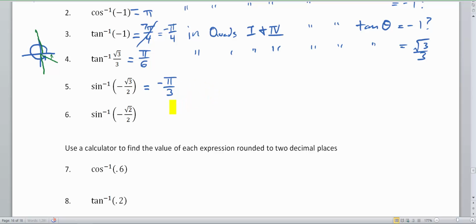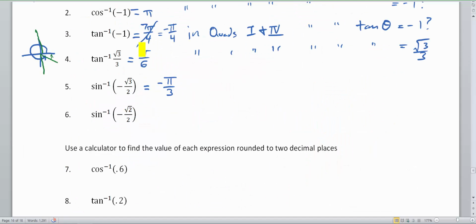Now what I'd like you to do is try problem number 6. Pause the video and try to do it yourself. Looking up where in the 1st and 4th quadrants the sine is equal to negative square root of 2 over 2, that's going to be right here at 7 pi over 4. And we've been here before, right? We've literally been there for problem number 3. So our answer for this problem is negative pi over 4.